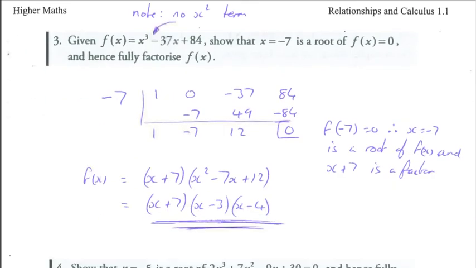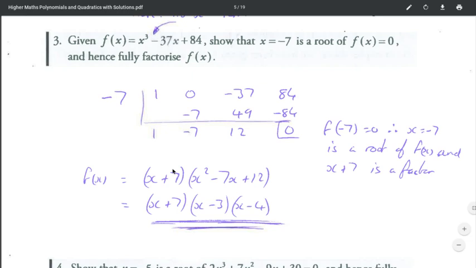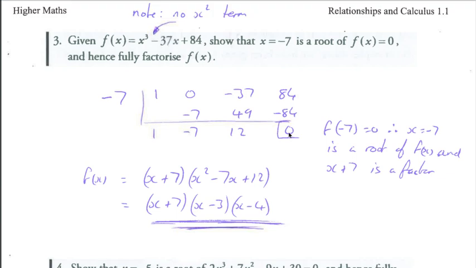Let's have a look at question 3 here. So here's one without an x squared term. So remember, if this is the case, in our table, we must write 1, 0, negative 37, 84. So show that x equals negative 7 is a root of f of x equals 0, and hence fully factorize f of x. So negative 7 at the front, again, number down, multiply by the front, put the number in, add them together, multiply by the front, put the number in, add them together, multiply by the front, put the number in, add them together, and we get a remainder of 0 again.